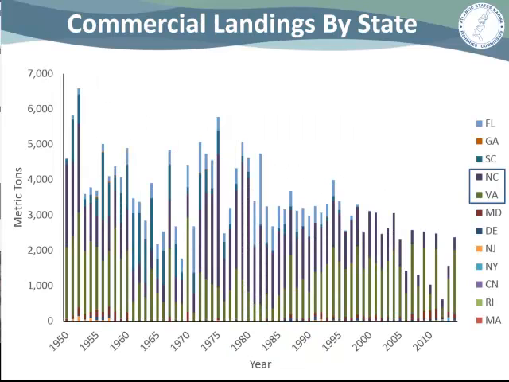Okay, start out with the commercial landings. Commercial landings from 1950 to present have fluctuated from about 638 to 6,500 metric tons. The majority of spot that are landed come from Virginia and North Carolina. And the long-term trend has been a fairly steady decline, and there's been a lot more interannual variability in the last 10 years or so.